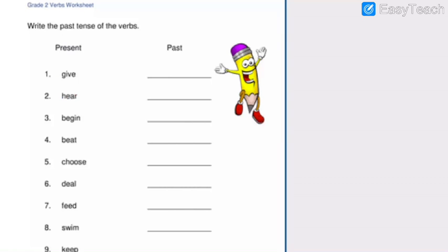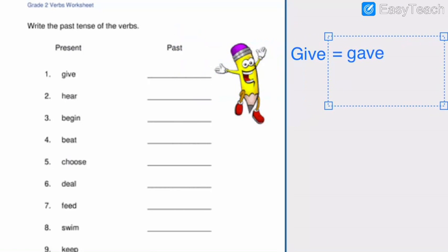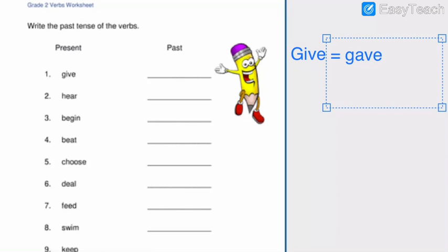Number 1 is give. So, what will be the past form of the verb give? So, the answer is gave. The answer is gave. Give becomes gave. Only we have to replace i with a. So, give becomes gave.